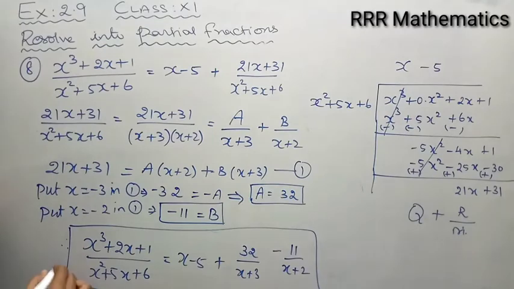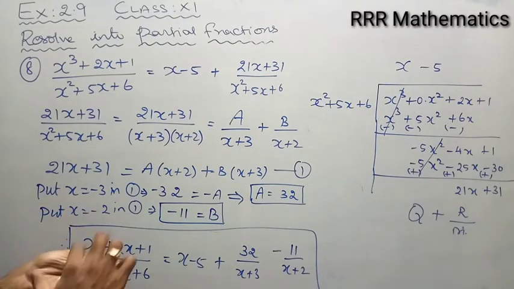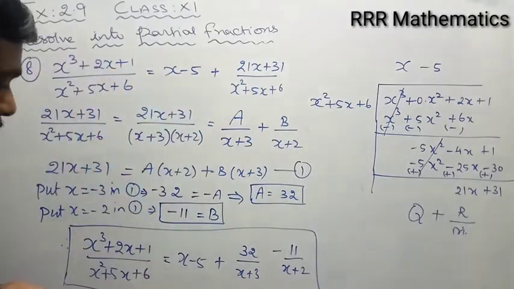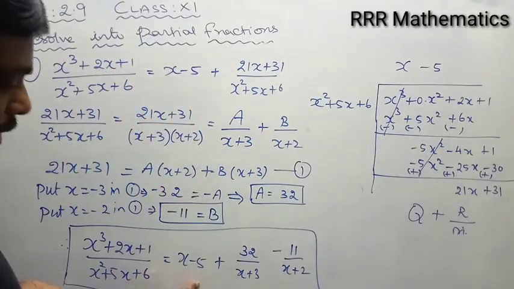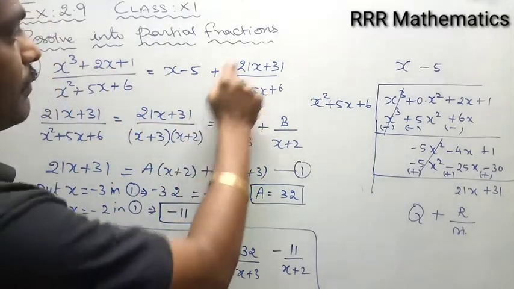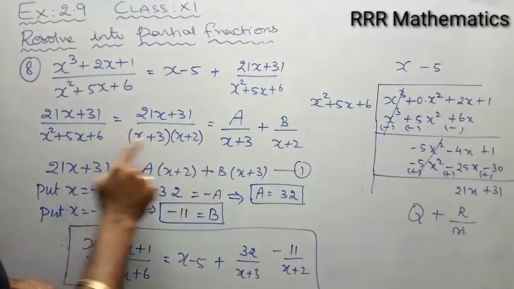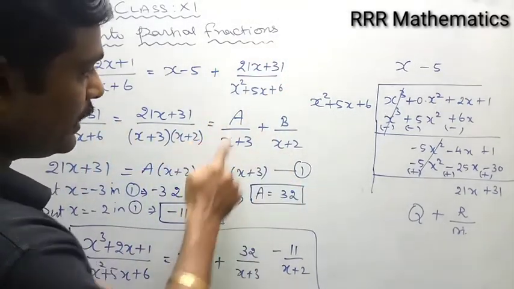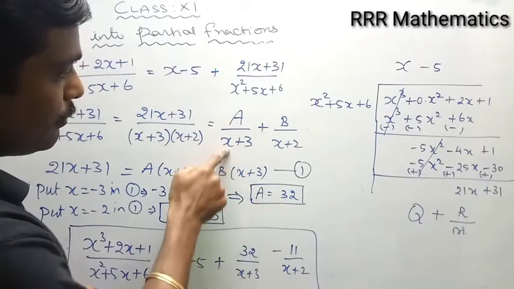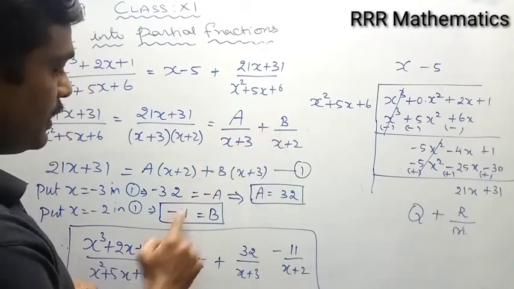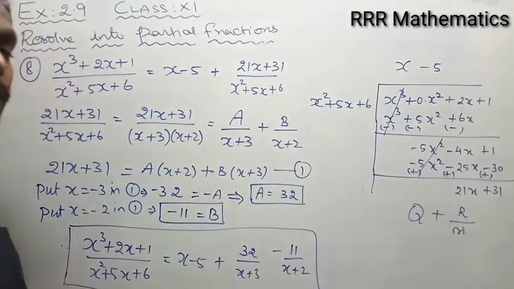After getting the values of a and b, you want to replace them here. The given fraction is equal to x minus 5 plus, for this fraction I used partial fraction and split like this. I know the values of a and b. What is a? 32 by x plus 3. What is b? Minus 11 by x plus 2. That's all. Is it clear?